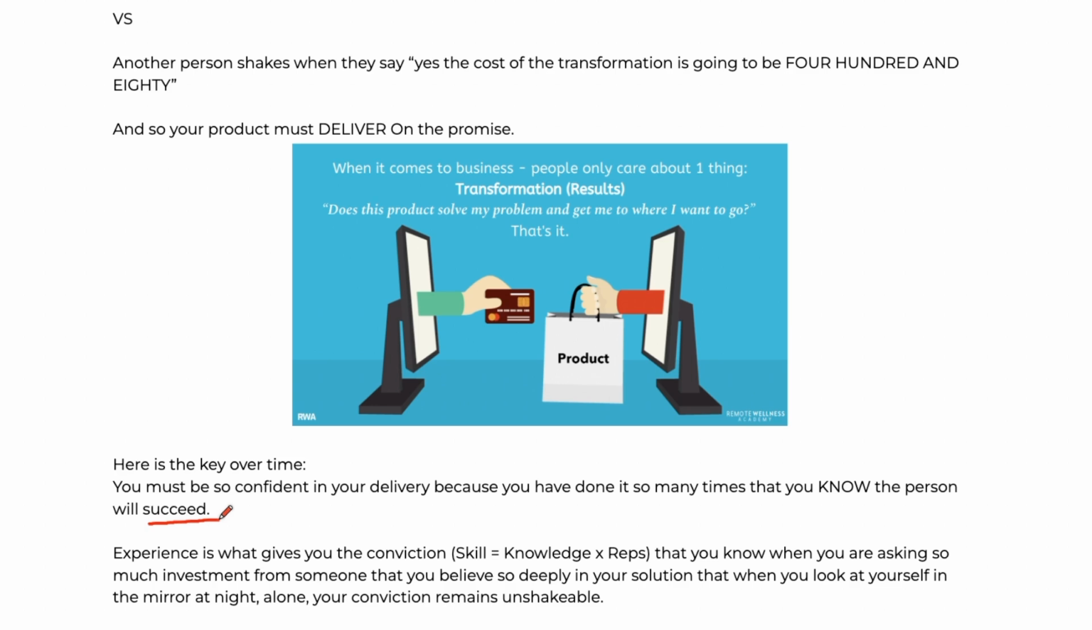And so when it gets to that point with your product and you've seen it happen over and over and over again, it is hard not to have conviction and it is hard not to have certainty around your product, because you have so much evidence contrary to any self-doubt that might exist. And so experience is what gives you that conviction. The skill equals knowledge times reps, so that when you are asking for so much of an investment from your student, your customer, your client, someone you so deeply believe your product is the solution for, when you look at yourself in the mirror at night when you're all alone, your conviction remains unshakable.